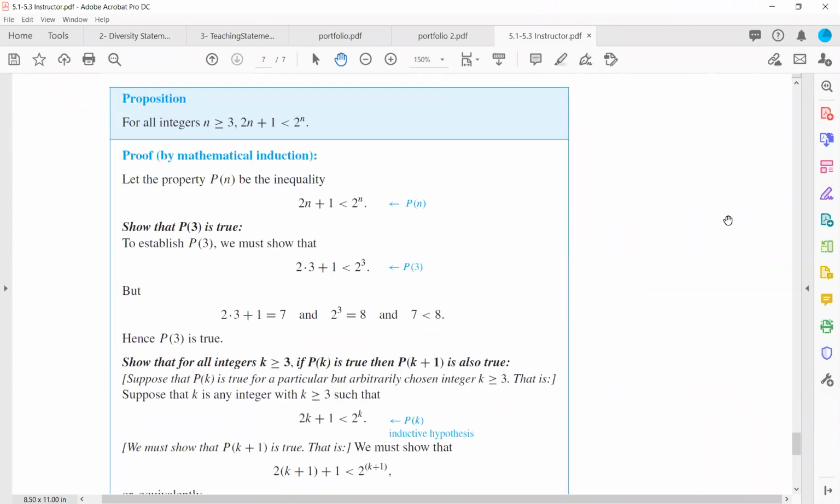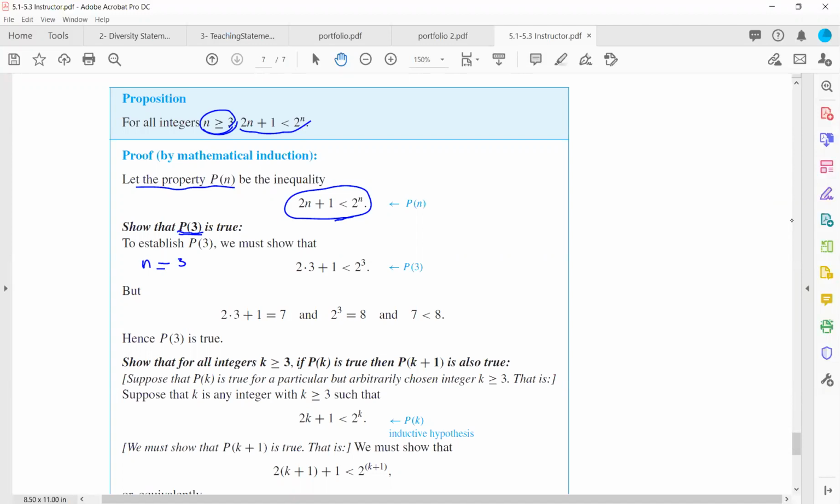Another proposition. This proposition says for all integers n greater than or equal to 3, 2n plus 1 is less than 2 raised to n. Let us use mathematical induction and start proving this statement. Let us identify P(n), which says 2n plus 1 is less than 2 to the n. Then, since the smallest value in our domain is 3, we have to calculate P(3). So, we have to show that when n is 3, this statement is true.